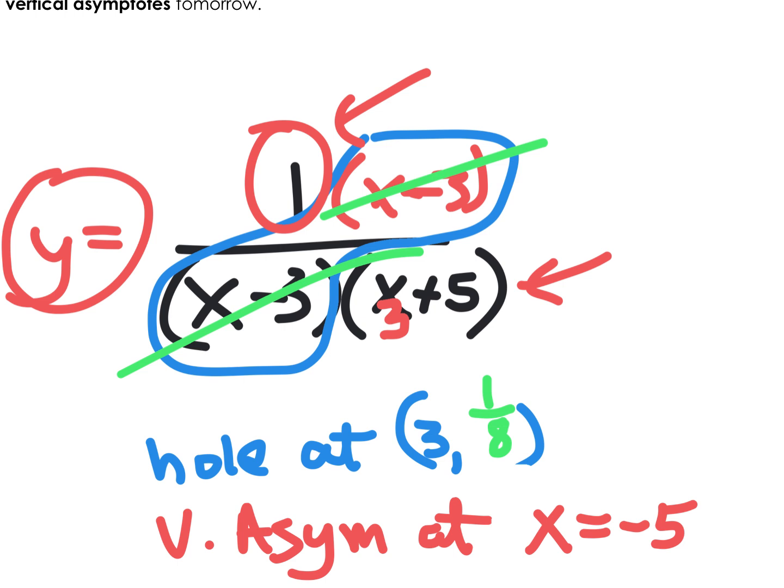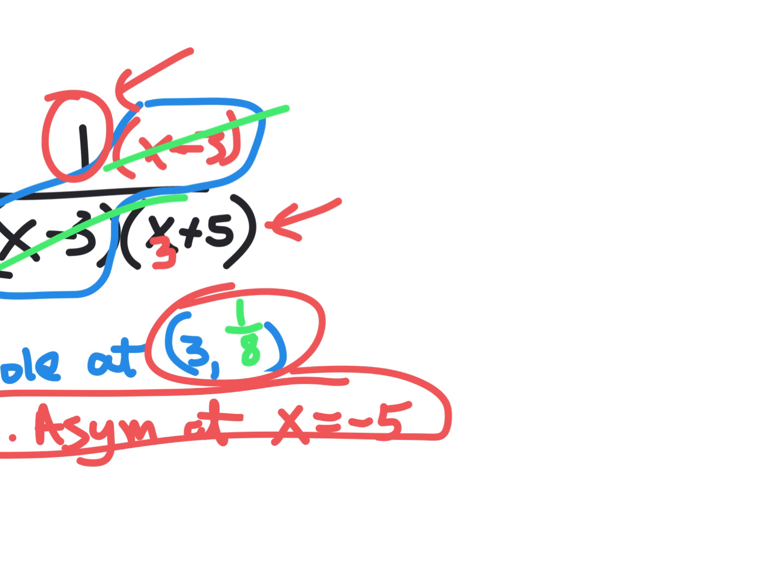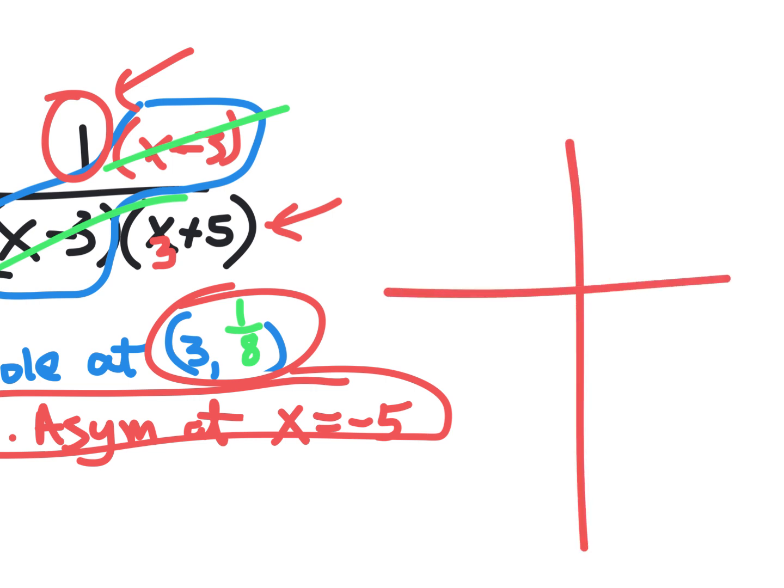So if we were to actually graph this, there would be a hole here and a vertical asymptote here. Now you already know what a vertical asymptote looks like. A vertical asymptote at x equals -5 means wherever -5 is, like let's say here, there's a dotted line that goes like that. Do you get that?